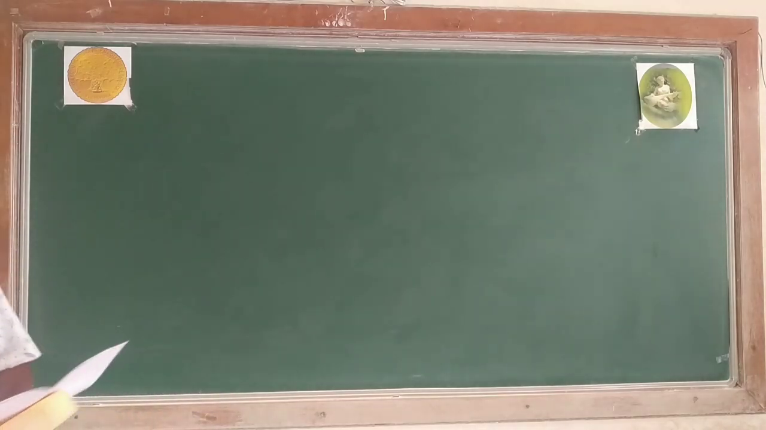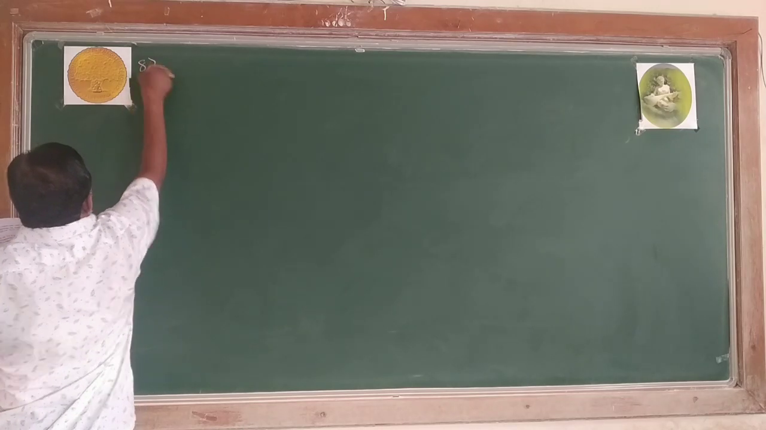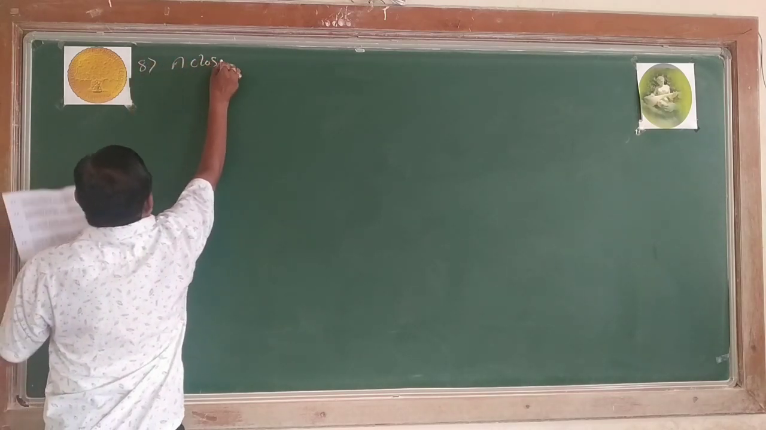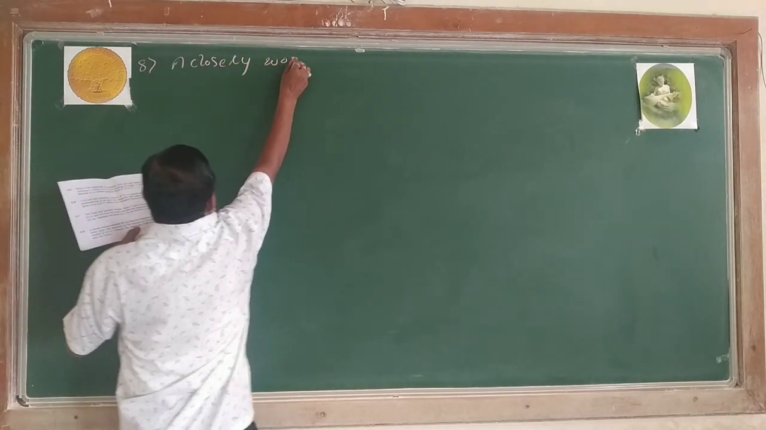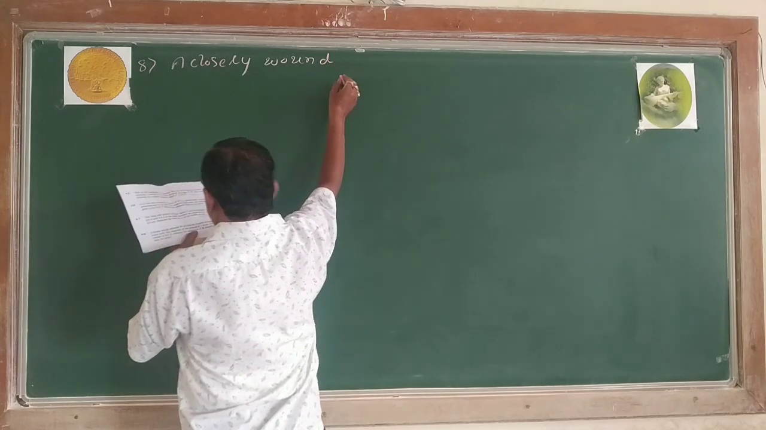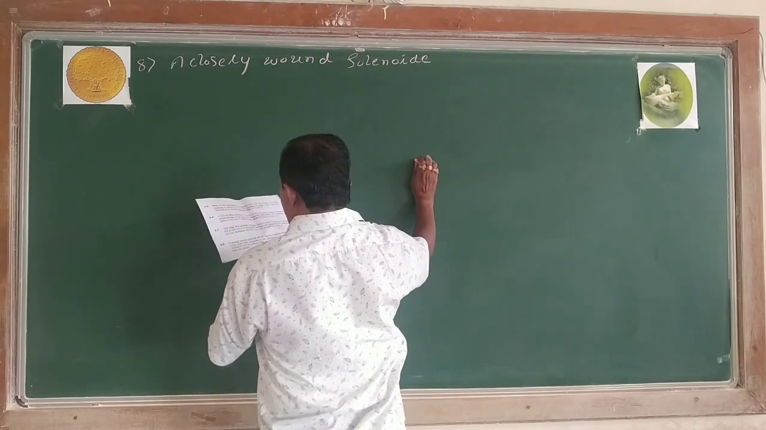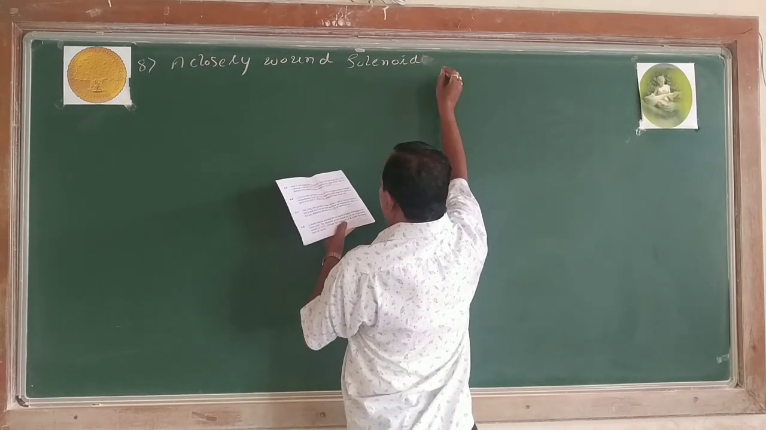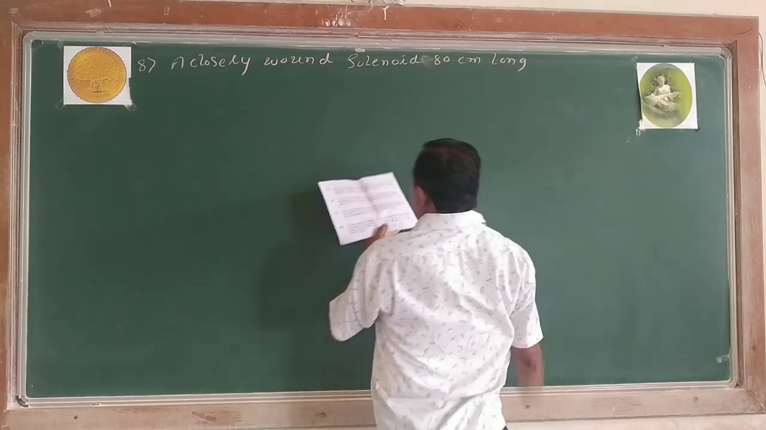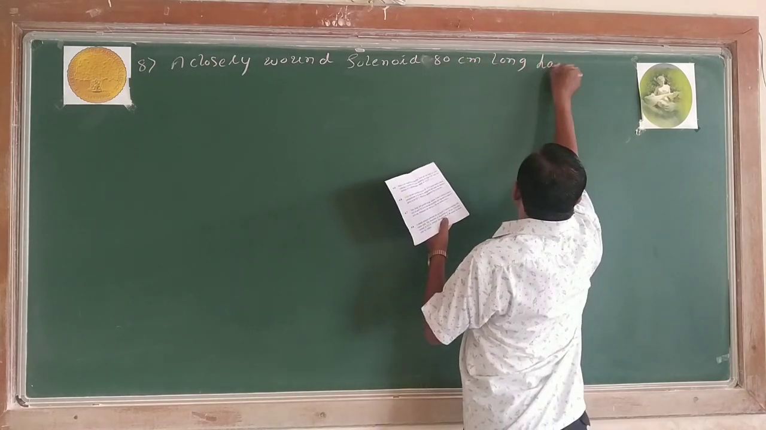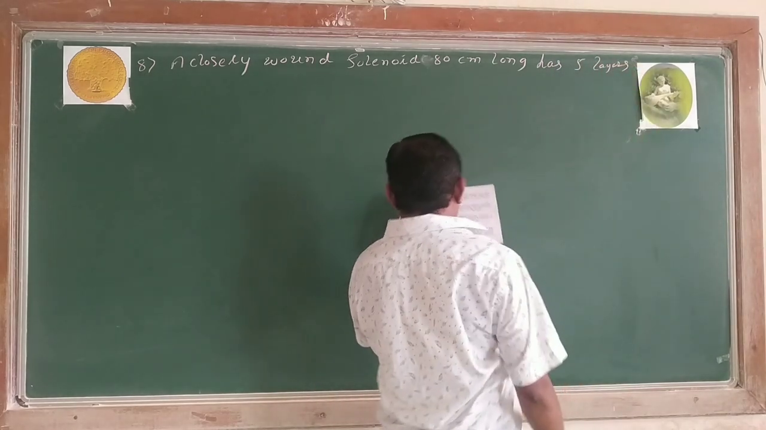A closely wound solenoid. A closely wound solenoid, 80 centimeter long, has 5 layers of winding.